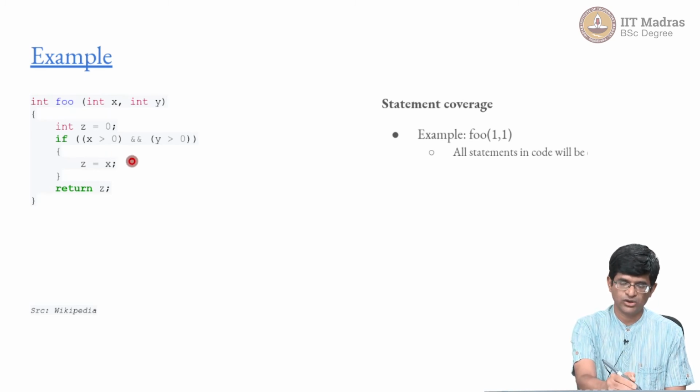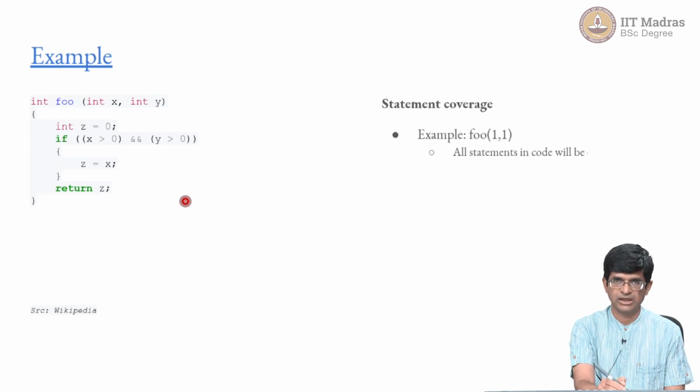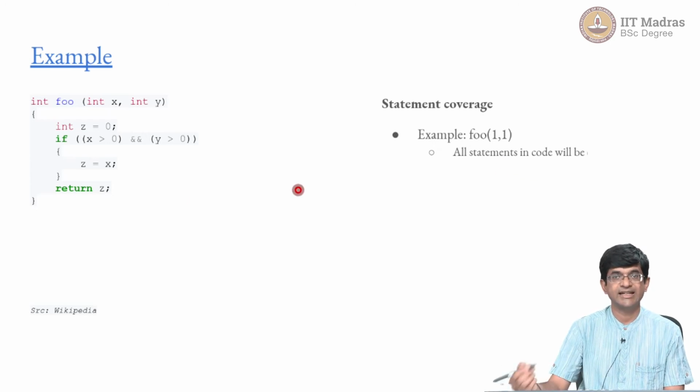So the next sort of statement is going to be z equal to x. Yes, that will be executed as well. And finally, the return z will also be executed. Okay, so all the four sort of lines of code are going to be executed, and therefore I can say I have 100% statement coverage as far as these tests are concerned, right?